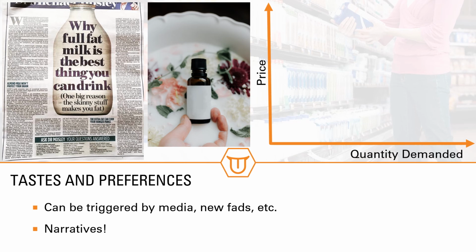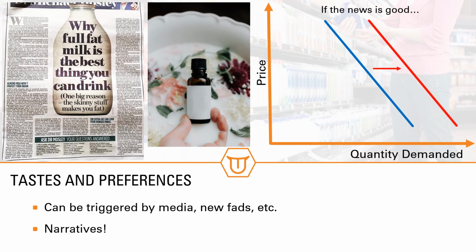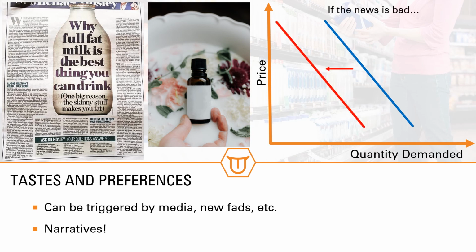So, price and quantity demanded. Here's our old demand curve. If the news is good, then the demand increases. For example, if people hear that milk is such a good thing for you, they will probably buy more of it. So if the news is good, the demand curve shifts to the right, or demand increases. And inversely, if the news is bad, demand decreases, which is a shift to the left. Clear enough? I hope so.